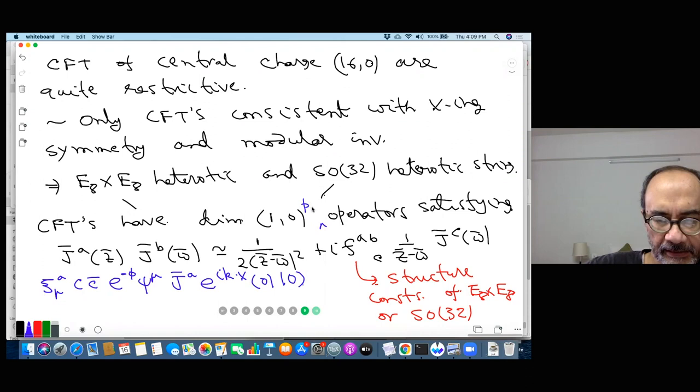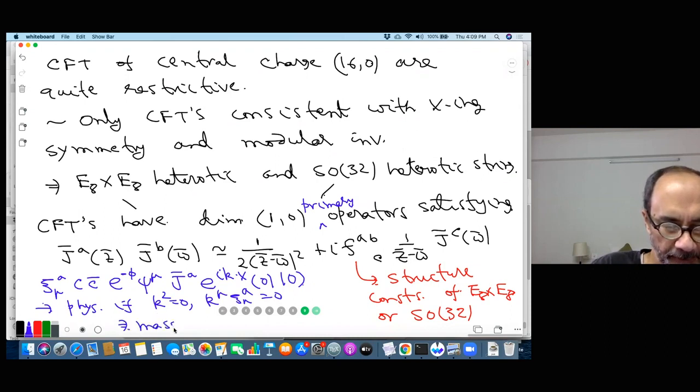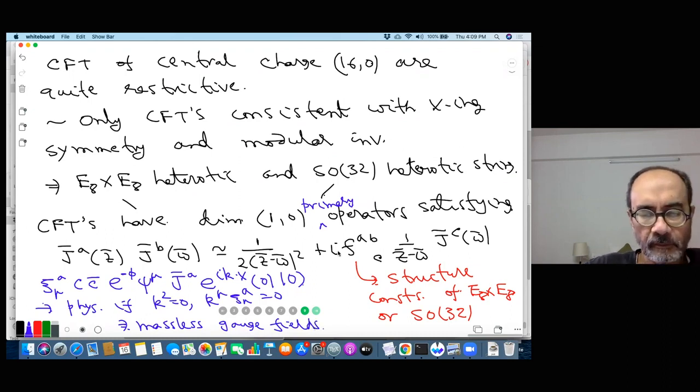These are primary, I should have said. So you can easily convince yourself this is physical if k squared is 0 and k mu psi mu equal to 0. So this basically tells us that there are massless gauge fields. So the E8 cross E8 heterotic string theory has gauge fields transforming in the adjoint representation of E8 cross E8. And this one has gauge fields transforming in the adjoint representation of SO32. These are adjoint representation indices, right? A and B, because this comes in the structure constant.